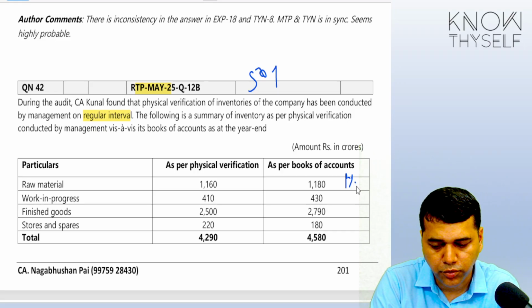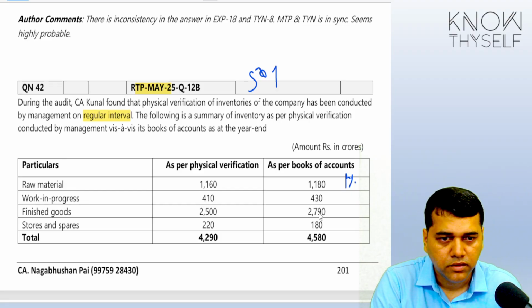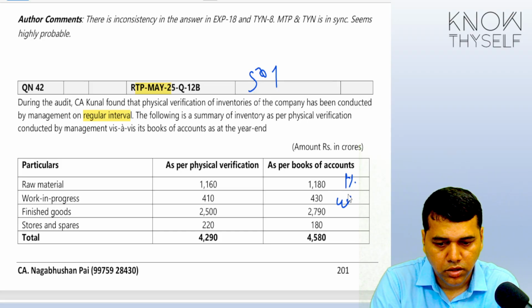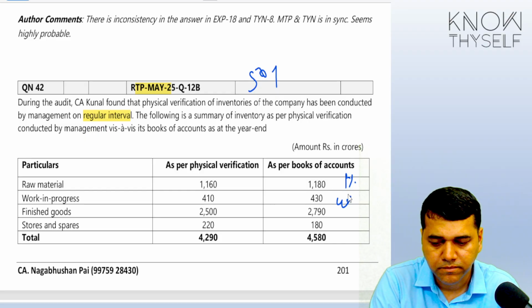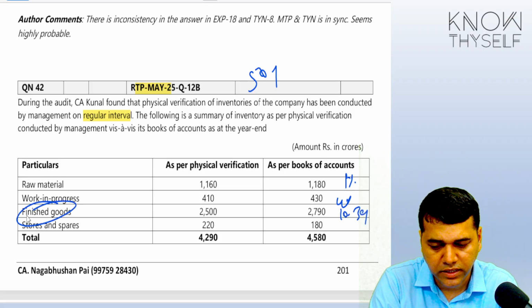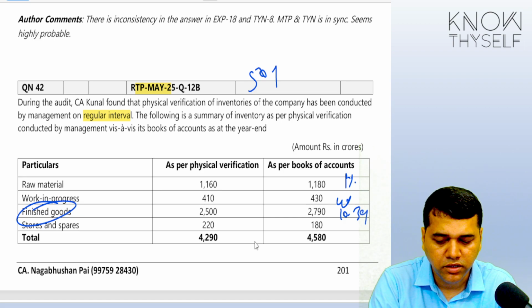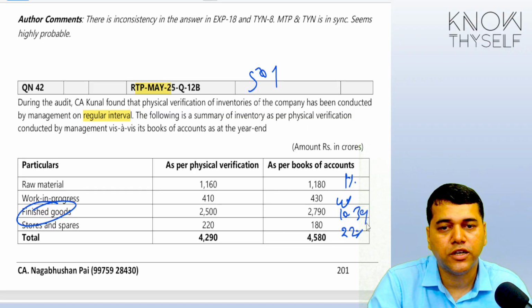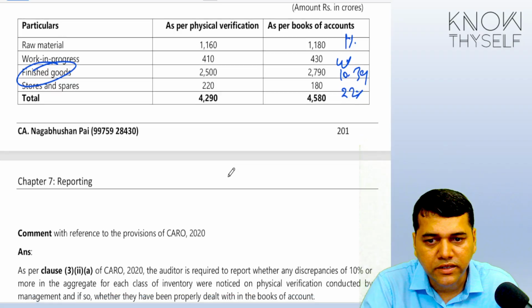430 by 420. This is 4%. 290 divided by 2790, 10.39% for finished goods FG, and 220 minus 180 divided by 180 gives you 22%. Okay, so now you have understood. But you are not sure whether it's CARO or not.